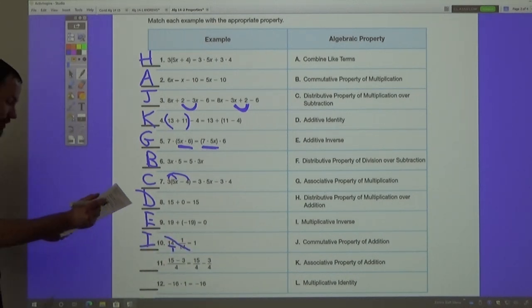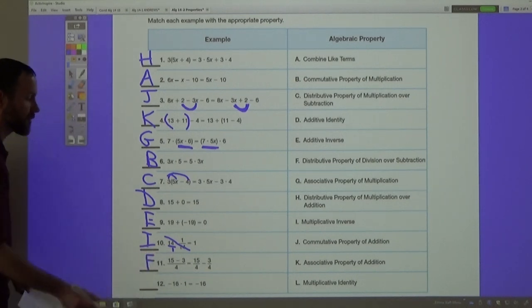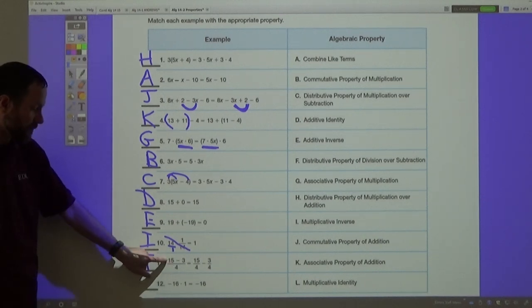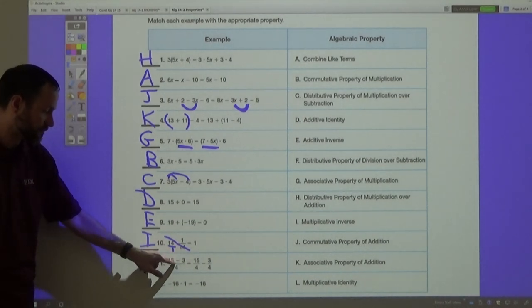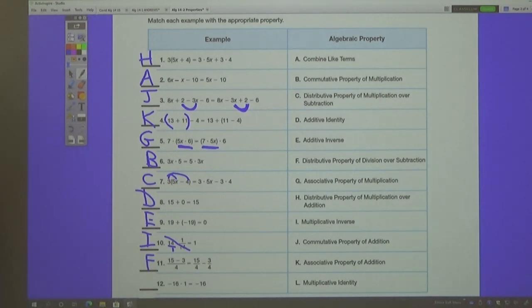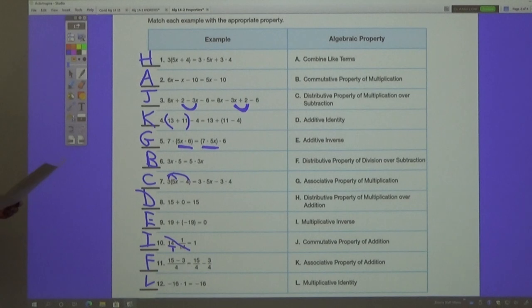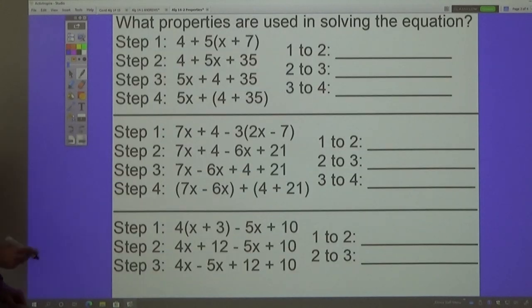Number 11 is choice F. This is the distributive property again. This is the distributive property of division over subtraction. I'm not too worried about this one, but we're splitting up this fraction. That's really what we're doing there. And number 12 is choice L. We're multiplying by 1, therefore it's the multiplicative identity. Negative 16 times 1 is negative 16.